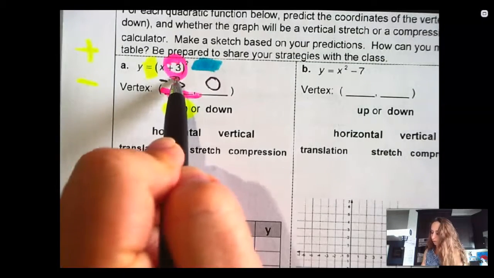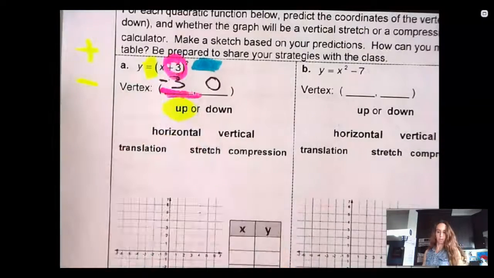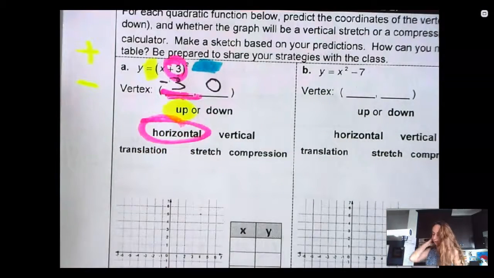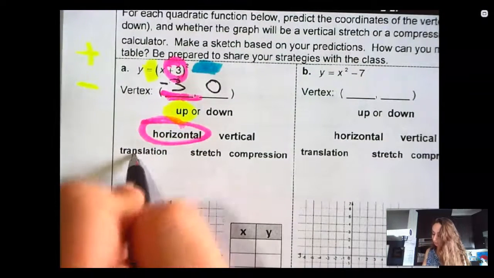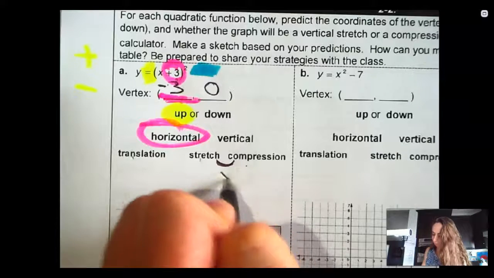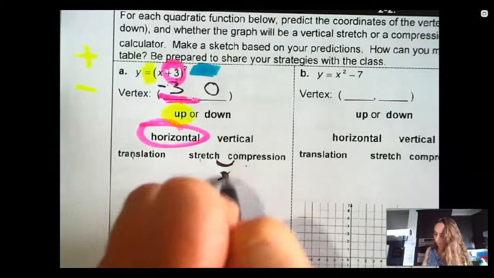Okay? So I'm going to look here. Now, whenever I'm dealing with pink, that's x. It's always horizontal. And then I have to think about, okay, is it a translation or is it a stretch compression? Well, stretch compression both have to do with multiplication. So I'm going to go like this.